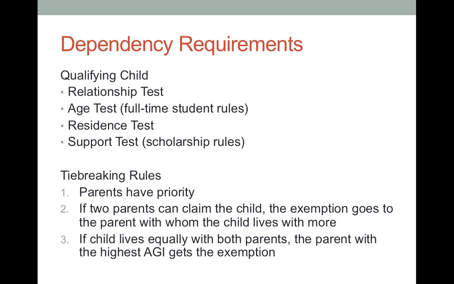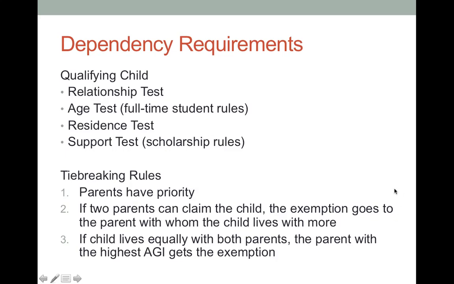Finally, for Chapter 4 are dependency requirements. So if you can claim someone as a dependent either as a qualifying child or as a qualifying relative. If I were you, I would put these rules on my crib sheet. There's going to be 5 questions asking you to tell me if someone can be claimed as a qualifying child or as a qualifying relative or neither. So you need to understand the rules.